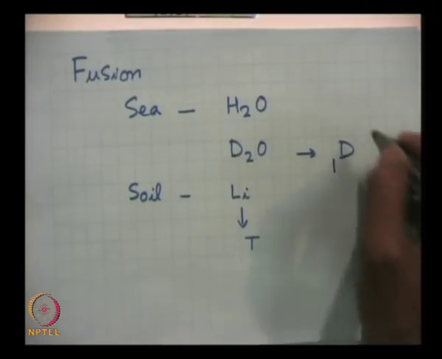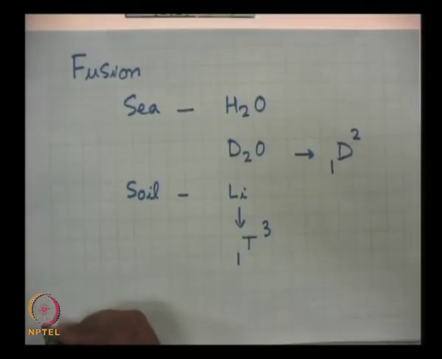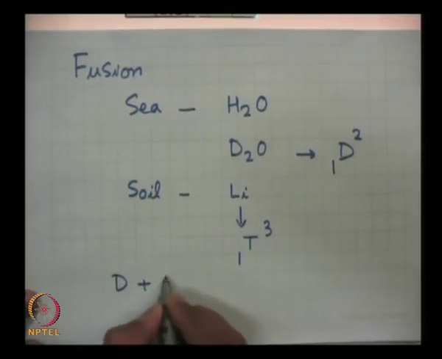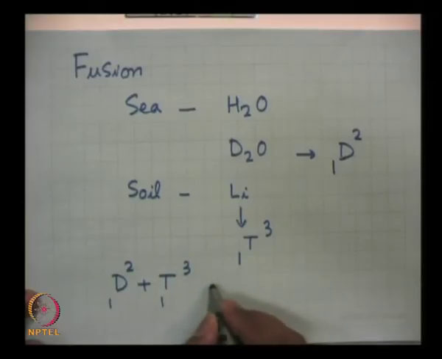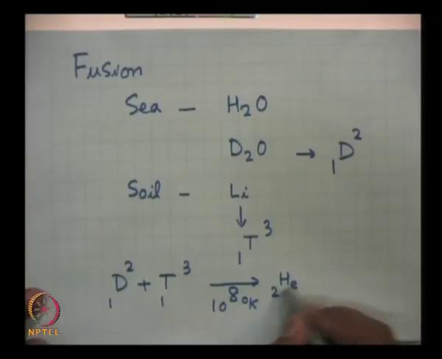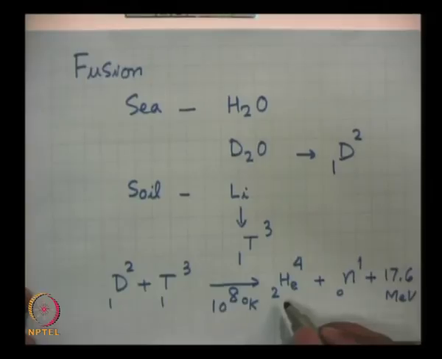Deuterium has atomic number 1 and atomic weight 2. Tritium has atomic number 1 and atomic weight 3. And if you can heat the mixture of deuterium and tritium, D plus T, to a temperature of the order of 10 to the power 8 degrees Kelvin, the nuclei will fuse and produce helium, whose atomic number is 2 and atomic weight is 4, plus a neutron. In this process, a huge amount of energy is released, 17.6 MeV per reaction, in the form of kinetic energy of these particles. So, in the last 4 or 5 decades, this has been a major effort worldwide.